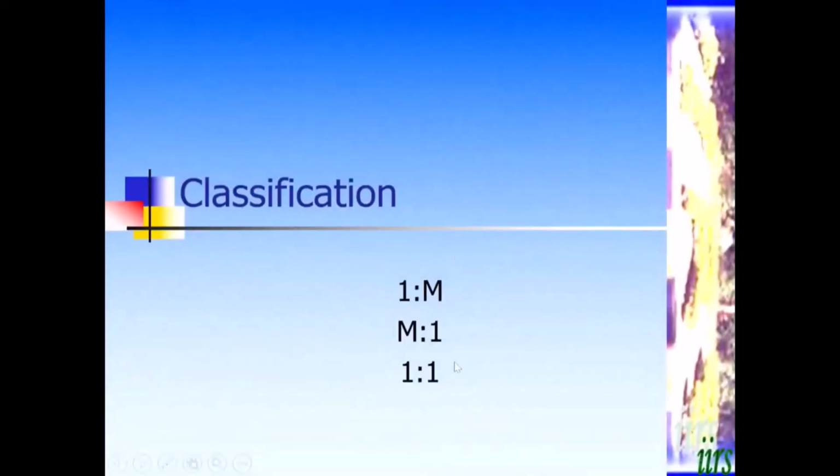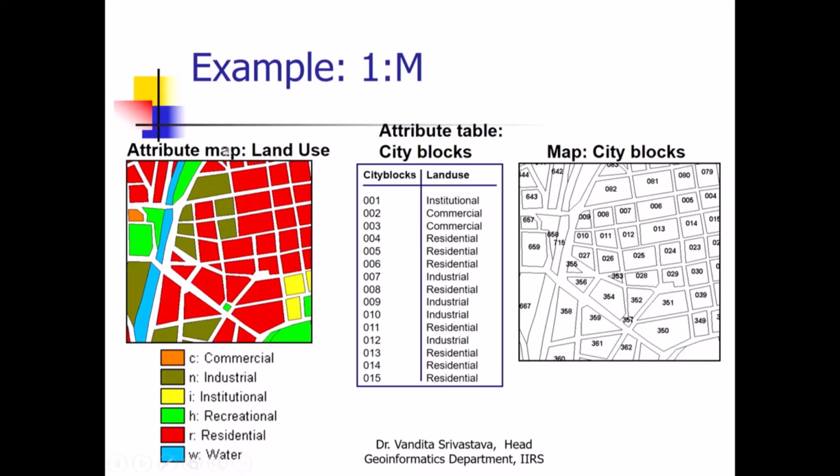Now let us see some examples of these. So here is an example of the attribute map wherein land use is shown and these 5 categories are shown. Now if I want to classify this based upon another column, which is city block ID, so each block has got a unique ID. If now I want to show or classify this map, because I am, let's say, interested in making an analysis which is city block wise, so every block is given one ID and I want to do all my analysis based upon these city blocks.